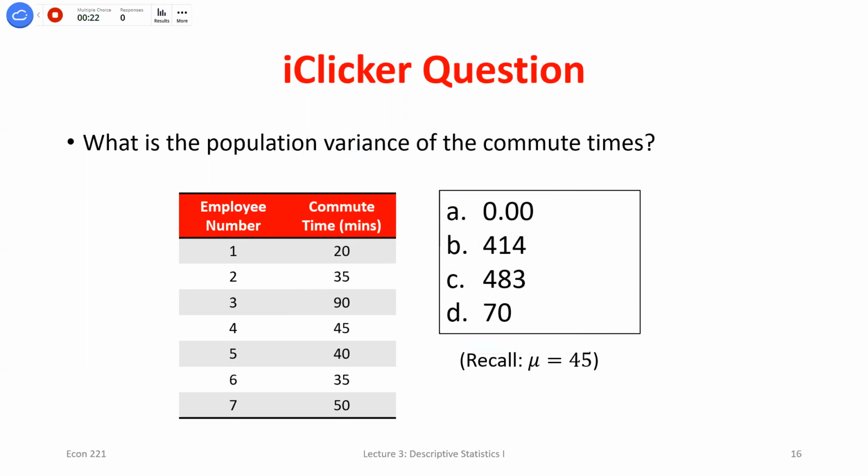The very first question I want you to answer, and eventually I'll want you to answer the question that's on the slide, but the first one is, which of these cannot be the population variance for this data set? I have a reminder here that the mean is calculated to be 45, and we did that last class. I'll give you 20, 30 seconds or so. Shouldn't be too bad.